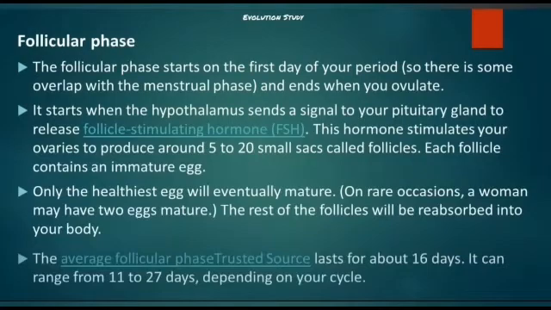Only the healthiest egg will eventually mature. On rare occasions, a woman has two eggs mature. The rest of the follicles will be reabsorbed into your body. The average follicular phase lasts for about 16 days. It can range from 11 to 27 days depending upon your cycle.